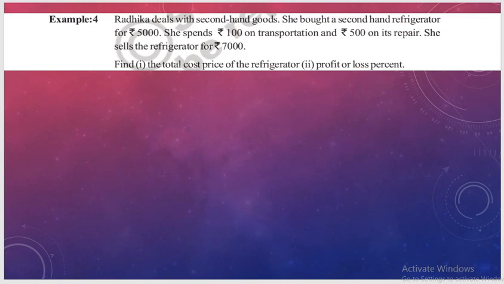Next, moving on to the next question. Example number 4. Radhika deals with second hand goods. She bought a second hand refrigerator for 5000 rupees.